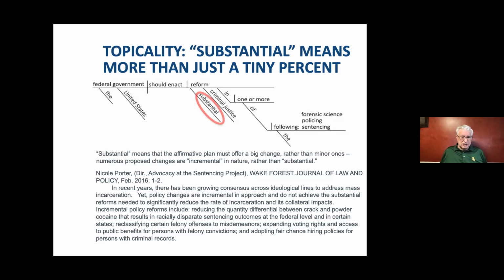And then she actually lists what she thinks are incremental versus substantial policy reforms. So reducing the quantity differential between crack and powder cocaine, reclassifying certain felony offenses to misdemeanors, expanding voting rights and access to public benefits for persons with felony convictions, adopting fair chance hiring policies. She argues all of those just nibble at the fringes of the problem. Those are incremental, not substantial, according to the context of her evidence. So look for that kind of evidence that you can offer in a debate as from a field context expert talking about what a substantial reform would look like.